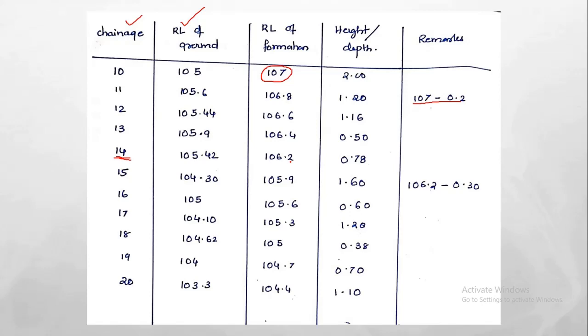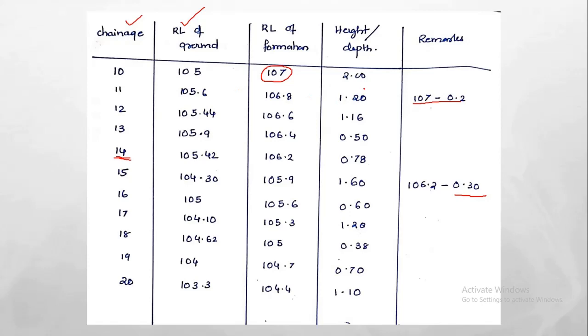14 ശേഷം the rate of decrease will be 0.3. Okay, so 106.2 ൽ നിന്ന് 0.3 കുറഞ്ഞപ്പോൾ 105.9, 105.6 like that it will go on reducing. So what is the height or depth difference? Okay, so you'll have to decrease it. I mean find the difference.